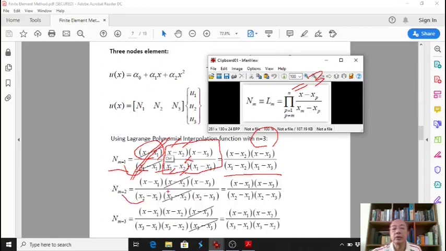Okay, so multiply to this term. So x minus x2 per xm. M is 2, so x2 minus p is 2. So we need to cancel because m equal to p. Okay, m equal to p, so we need to cancel this term.